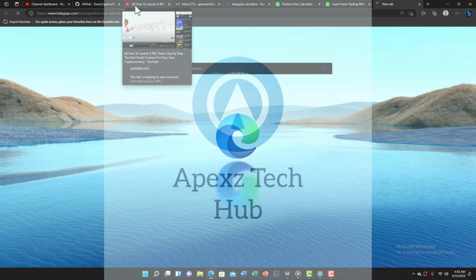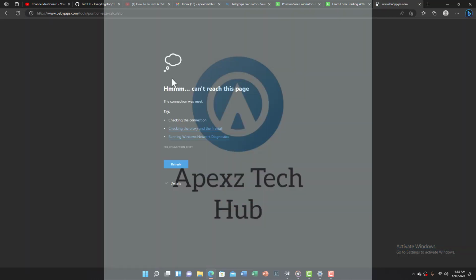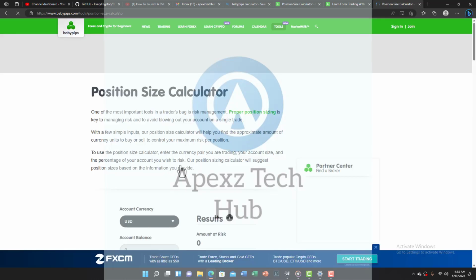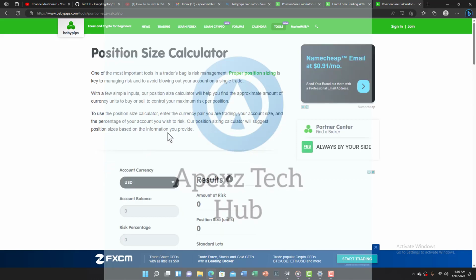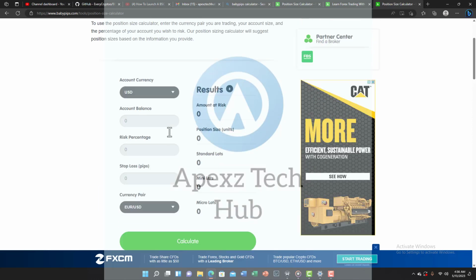Okay, Babypips is loading. Sorry, the network is kind of bad. Okay, it has loaded. This is a position size calculator. They already have it on their site, so you just scroll down. This is what you have.